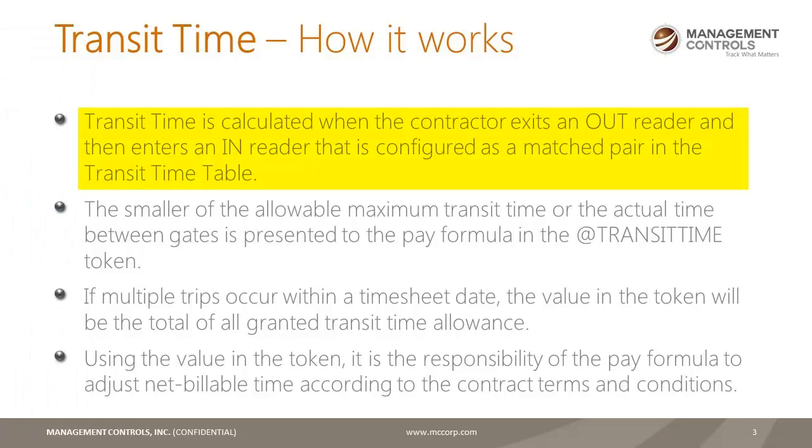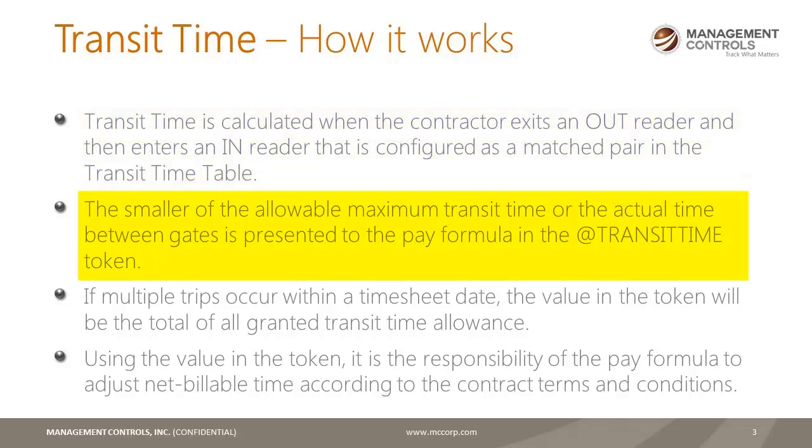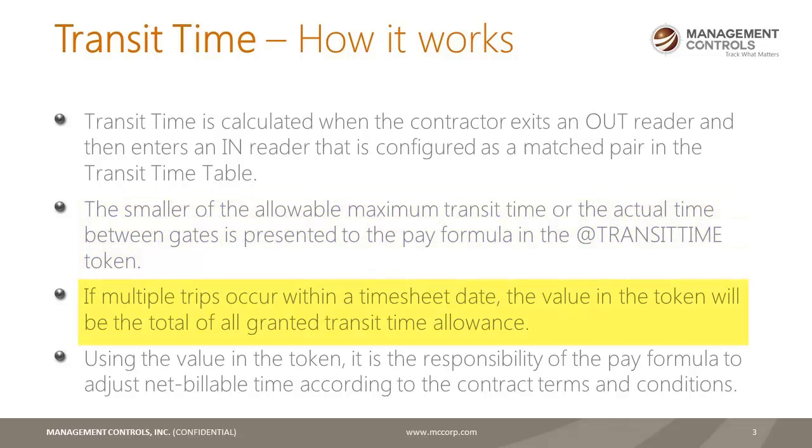TRAC will calculate transit time when the contractor exits an out reader at one location and enters an in reader at another location. This calculation happens only for the out-in gate pairs configured in the transit time table. The smaller of the configured allowable time, or the actual time between gates, is presented to the pay formula in the transit time token. If multiple trips occur within a timesheet date, the value in the token will be the total of all granted transit time allowances.